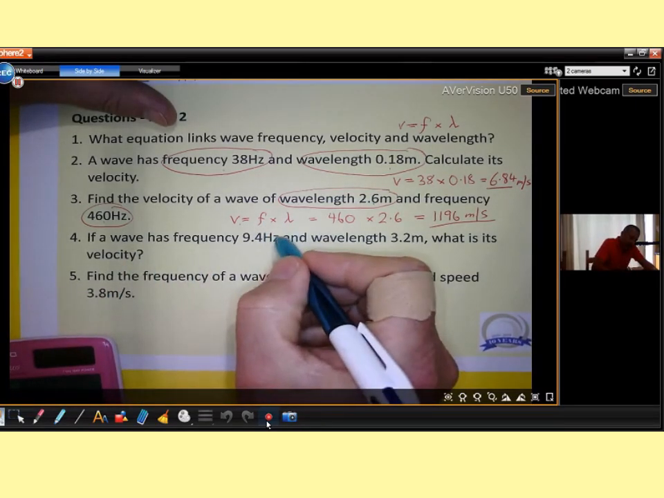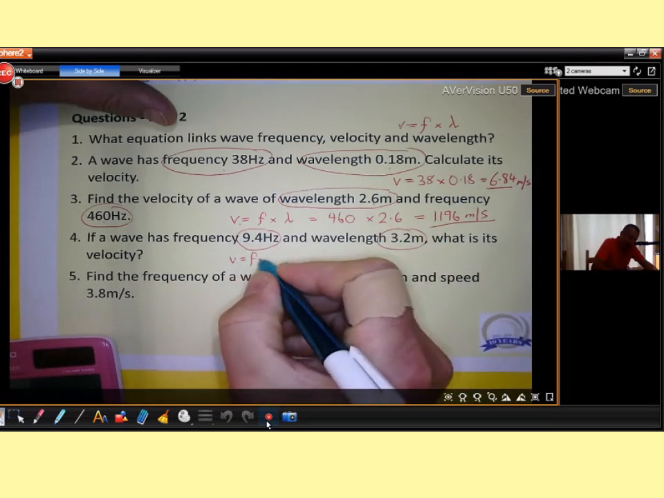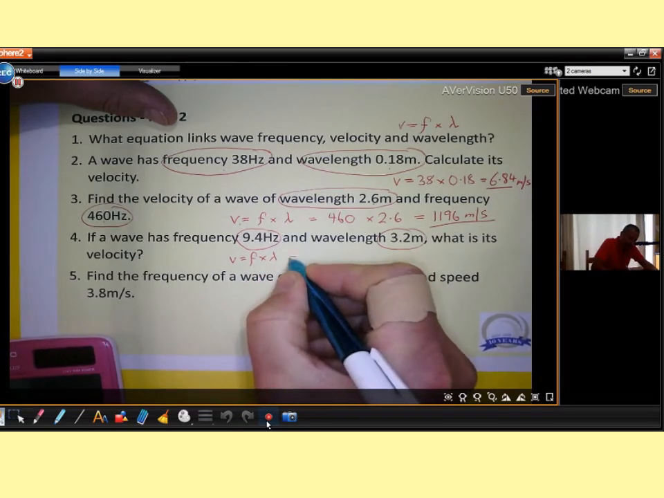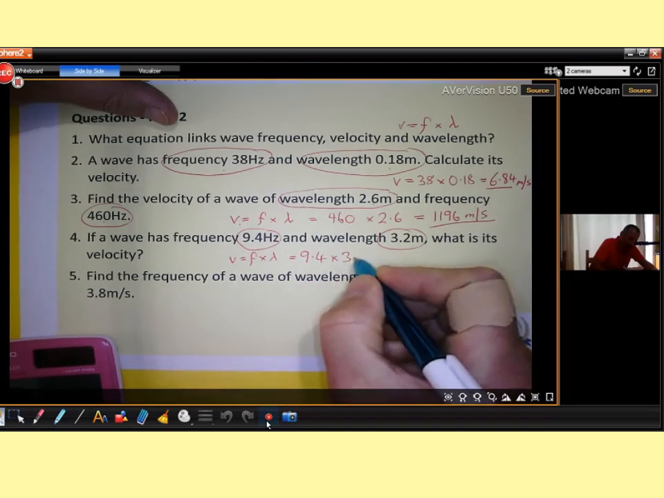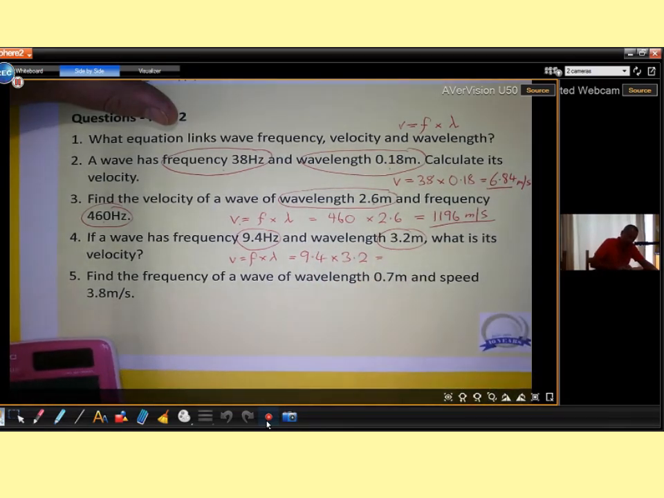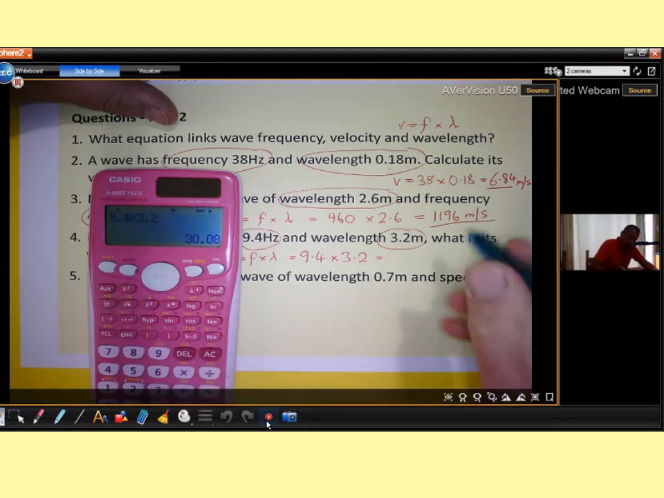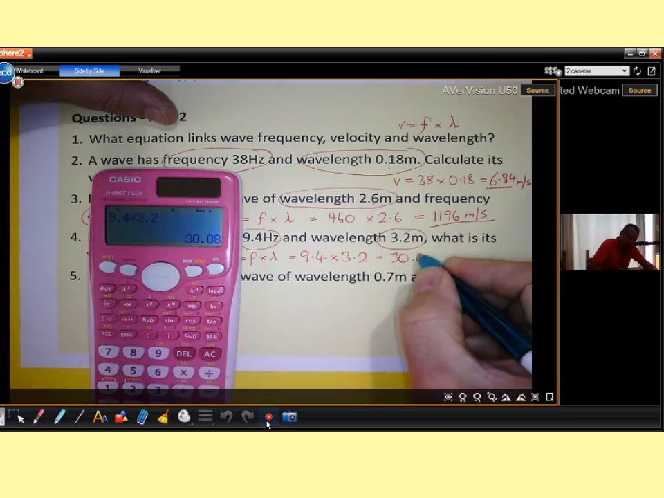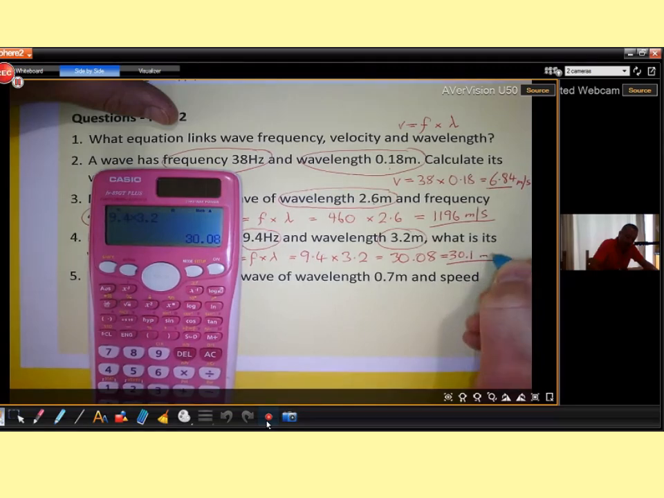Wave has a frequency of 9.4 hertz, wavelength 3.2. Velocity equals frequency times wavelength. So it's 9.4 times 3.2. 9.4 times 3.2 is 30.08. I'm going to take that to three significant figures. 30.1, because that's bigger than 5, meters per second.